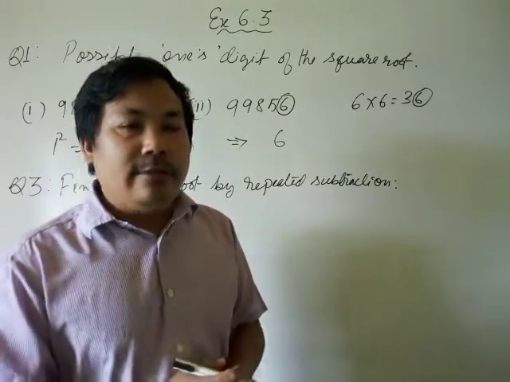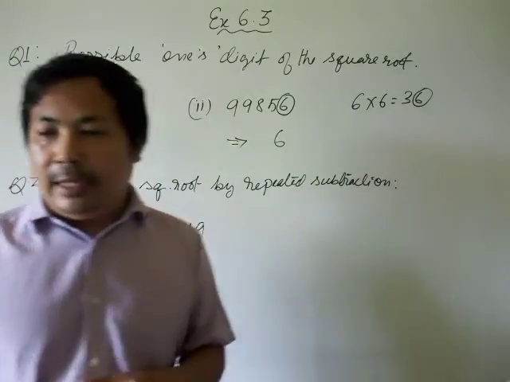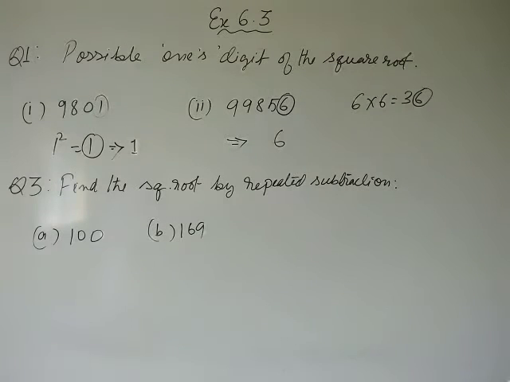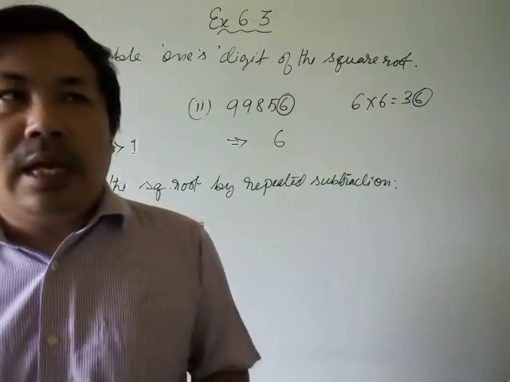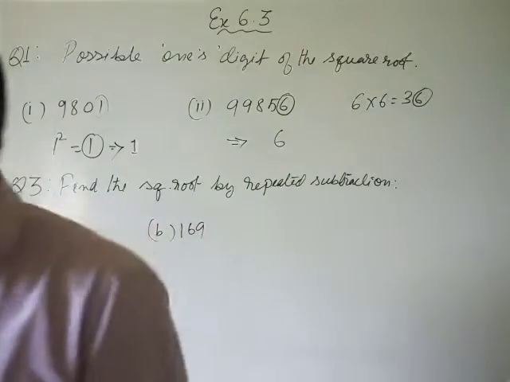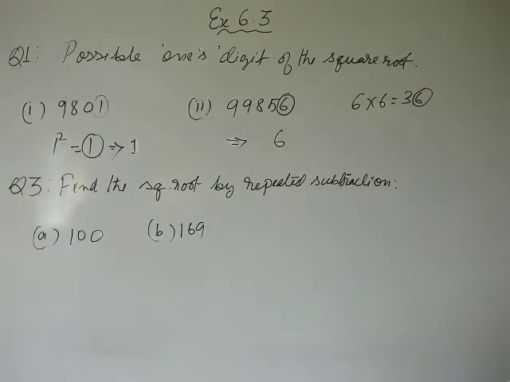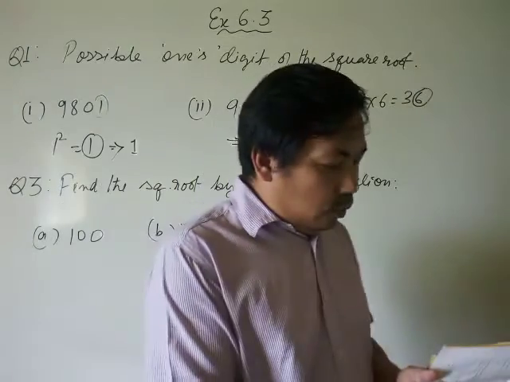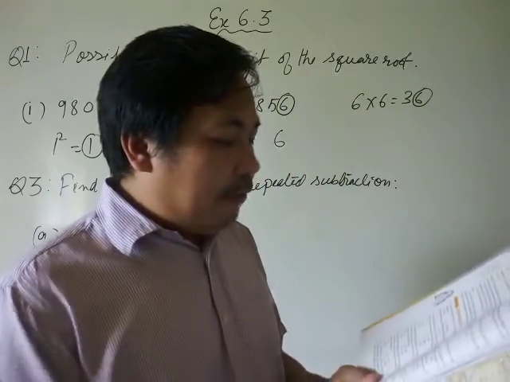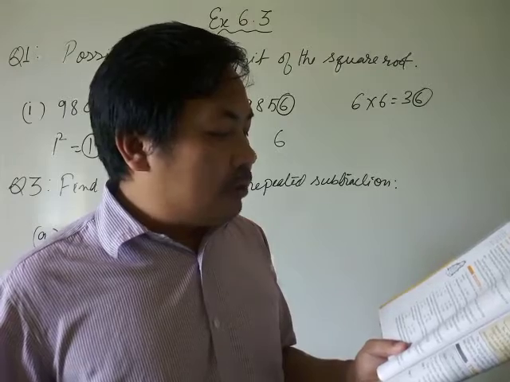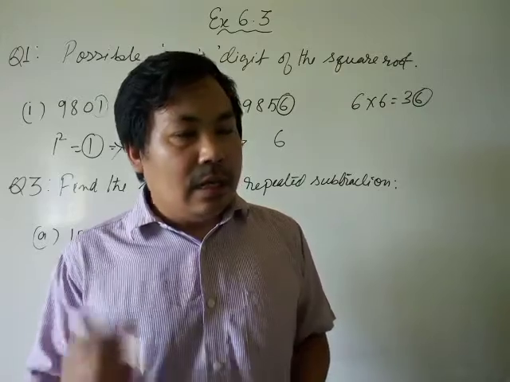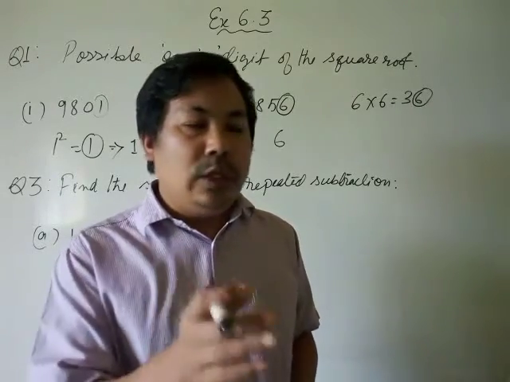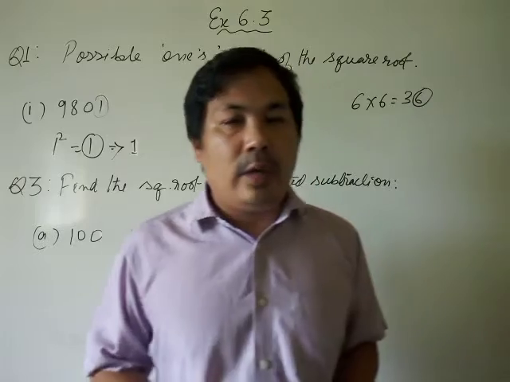Question number 2 is very simple. In question number 2, without doing any calculation, find the numbers which are surely not perfect squares. So you have to tell which of the given numbers are perfect squares and which are imperfect squares.